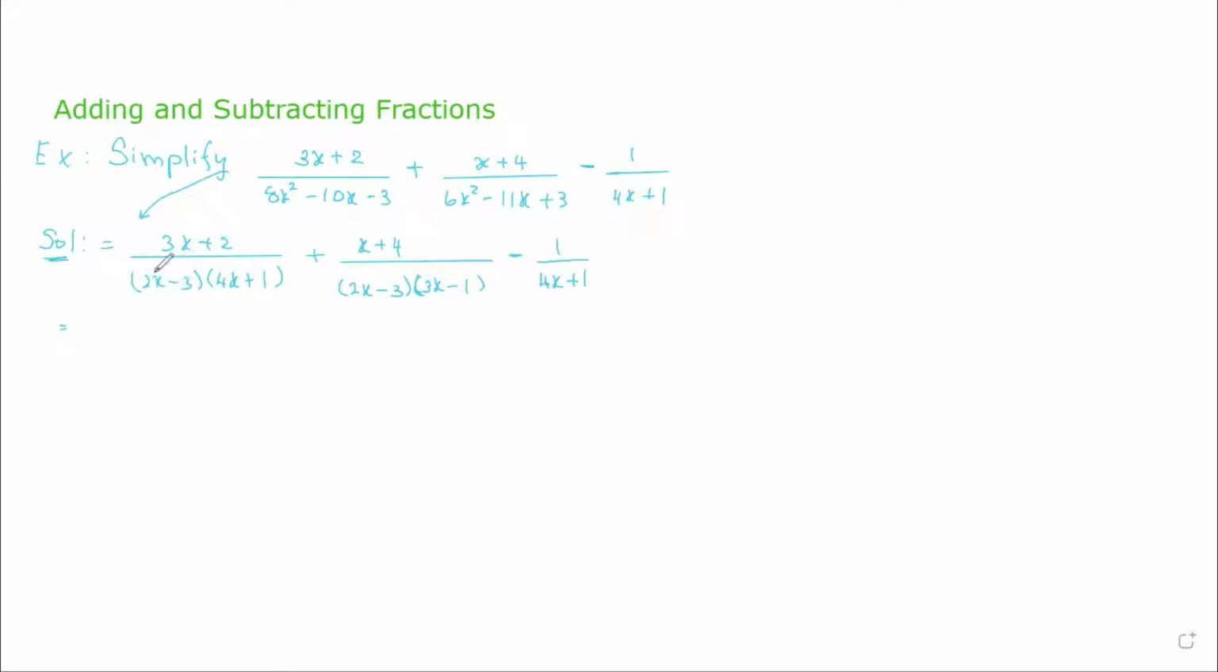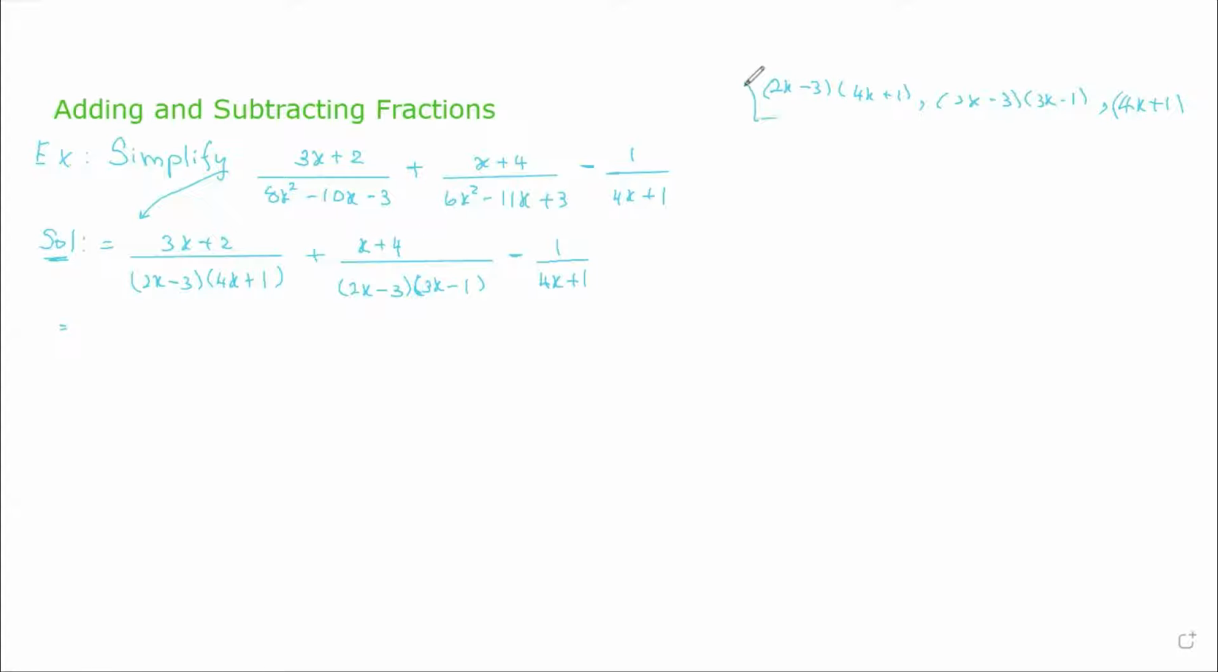We have to find the LCM. Get all the denominators here, the bottom of every term, to find the LCM. Okay, now write down the whole thing here: 2x minus 3 times 4x plus 1, comma, get this denominator, 2x minus 3, 3x minus 1, comma, get this term's denominator, 4x plus 1.